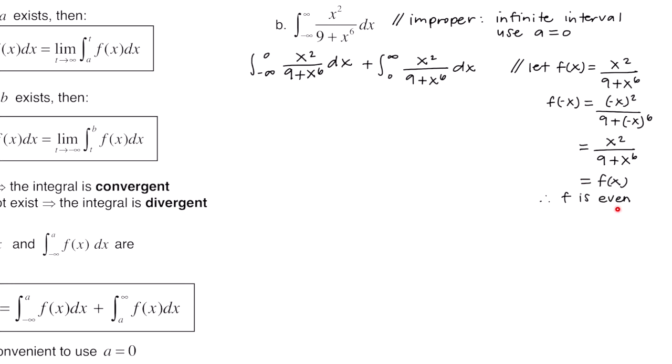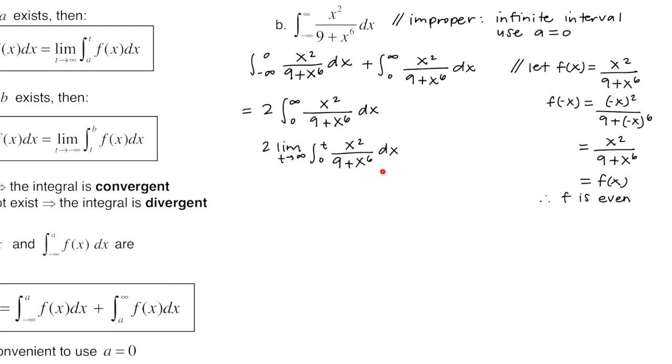So since f is an even function, that means we can rewrite this as the integral from 0 to infinity times 2. So again, integrating from negative infinity to 0 plus 0 to infinity, since f is even, we can rewrite this as 2 times the integral from 0 to infinity of the function. So at this point, in order to evaluate this, we're going to put a limit in front and then replace this infinity with t. So we rewrite it as 2 times the limit as t goes to infinity of the integral from 0 to t of the function. So now at this point, we need to integrate this.